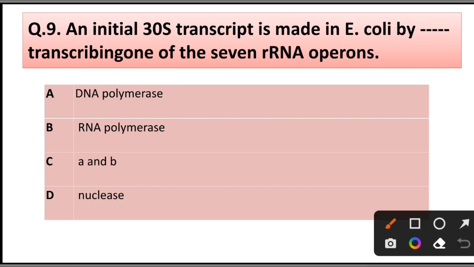Question number 9. The initial 30S transcript is made in E. coli by dash transcribing one of the 7 rRNA operons: DNA polymerase, RNA polymerase, A and B, and nuclease. Correct answer is option B, RNA polymerase.